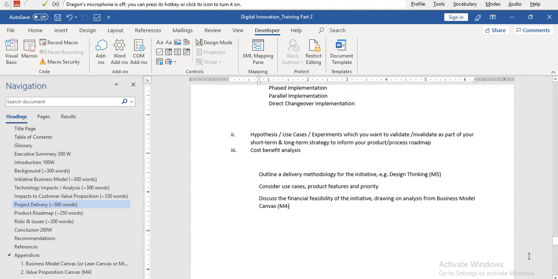The final part of project delivery is about financial feasibility analysis. In 99% of the cases, when we are analyzing the project, we use cost benefit analysis to analyze the financial feasibility of the project.